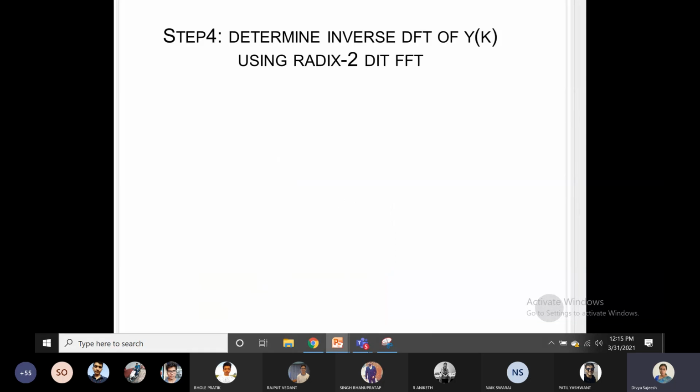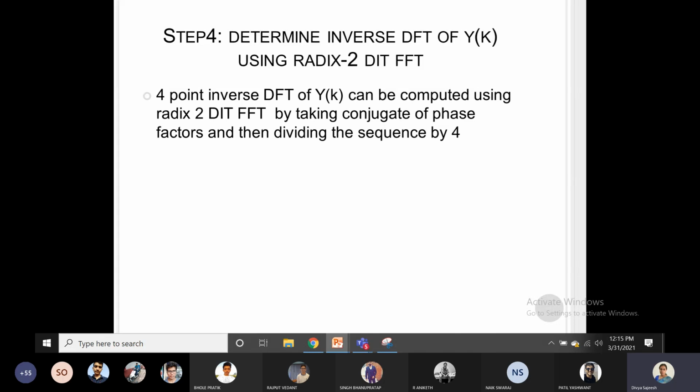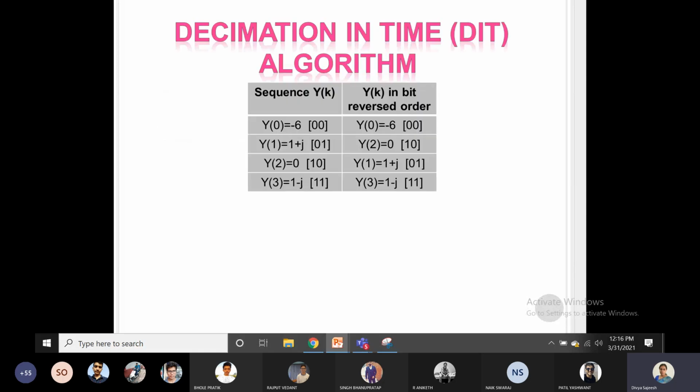So step 4, determining y of n using inverse DFT. For a 4-point DFT, the inverse DFT can be computed using this radix-2 DIT FFT by taking the conjugate of the phase factor and then dividing the sequence by 4. You need to take the conjugate of the phase factors, and lastly the sequence has to be divided by 4. So what is your input here? It is y of k, which is minus 6, 1 plus j, 0, 1 minus j.